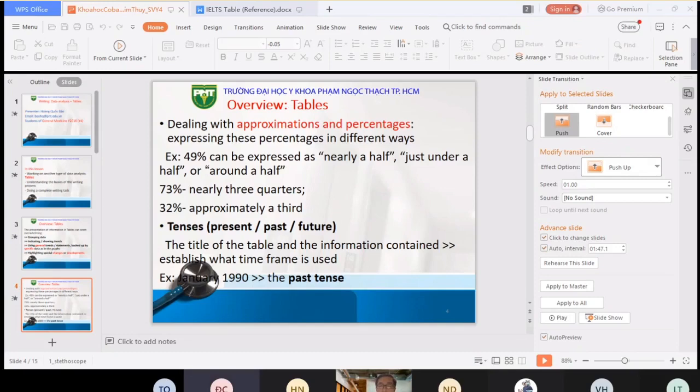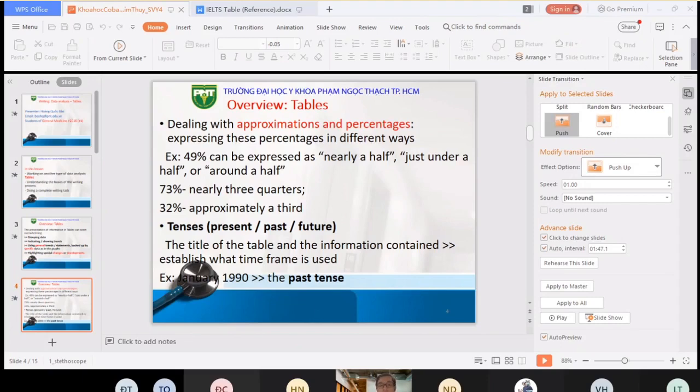So in your written task, you have to use both percentages and fractions. Don't use percentages only or fractions only. You have to use different percentages and fractions. 73% is nearly three quarters, right? 32% is approximately a third.